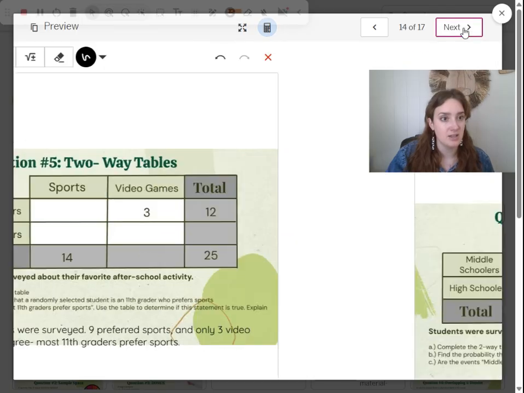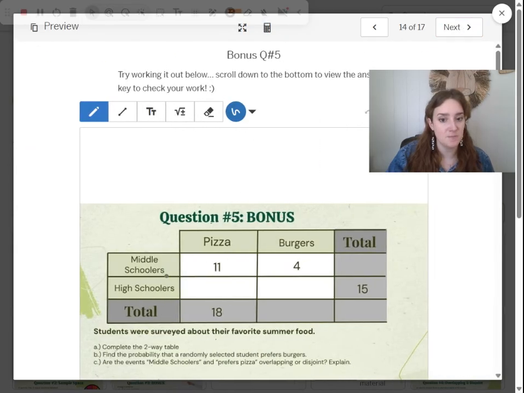All right. Bonus. High schoolers, middle schoolers. Pizza versus burgers. All right. And then for this one, instead of answering if that statement is true or false, you're answering, is the event middle school and prefers pizza overlapping or disjoint, and you're going to explain.